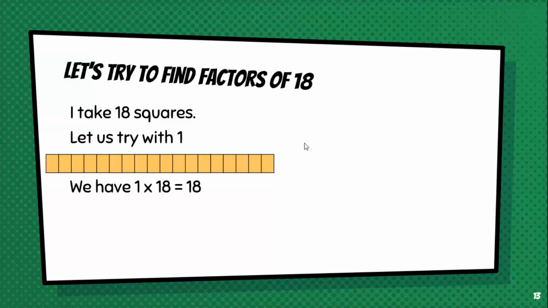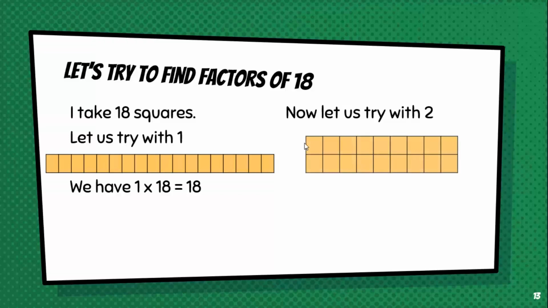If you did this yourself, very good. I want you to try the next one on your own. What about if we try with the number 2? Do you think it is possible with 2 rows? Yes, I have 9 squares in each row. So I have 2 rows and 9 columns, or 9 squares in each row. So I get 2 multiplied by 9, which gives me 18.